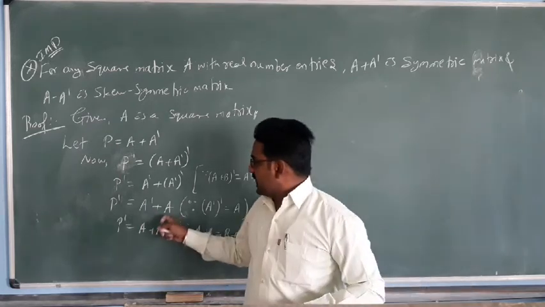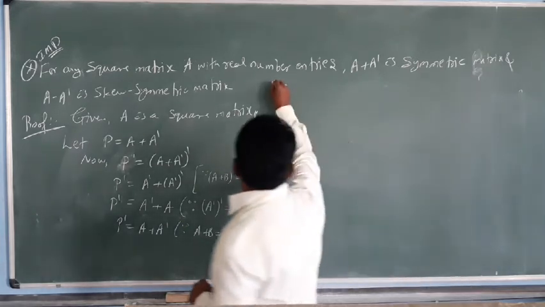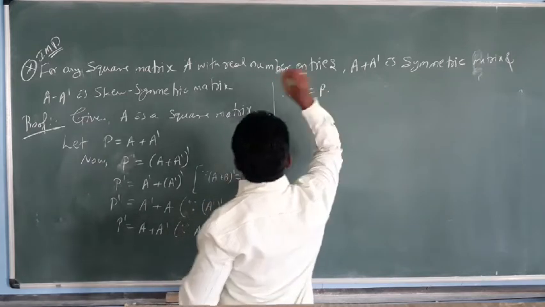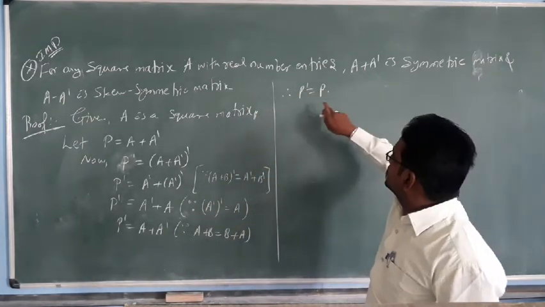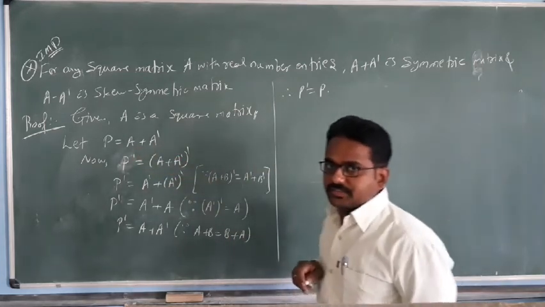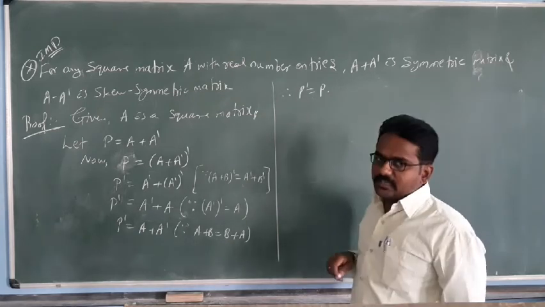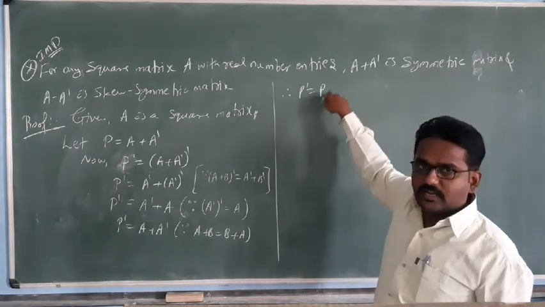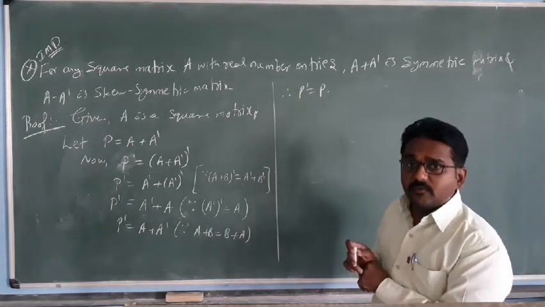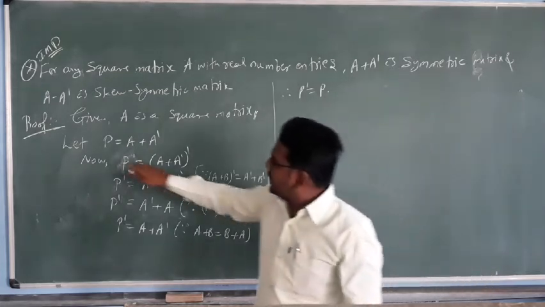So A dash plus A, or A plus A dash. Therefore P dash equals P. What is P? P equals A plus A dash. So P dash equals P means the transpose of the matrix is the same as the given matrix. Therefore P is symmetric.